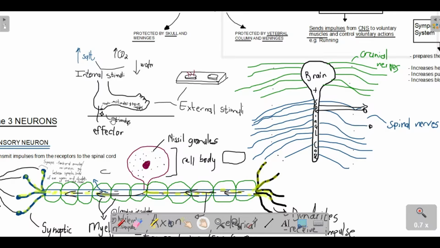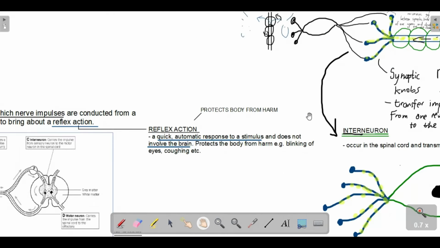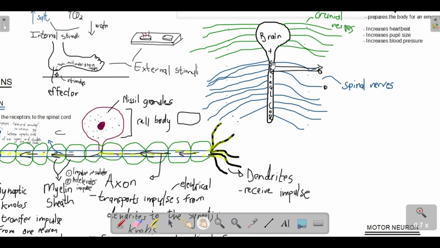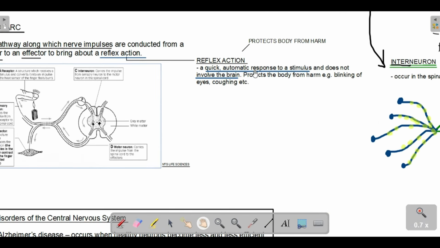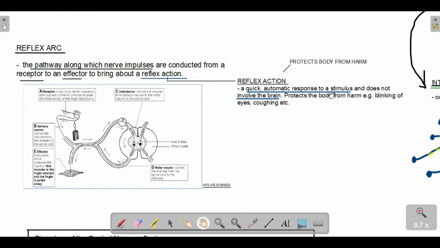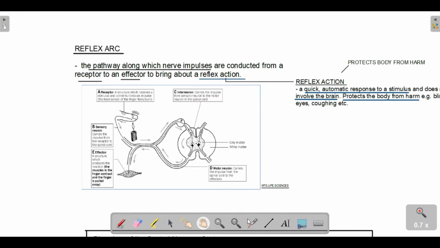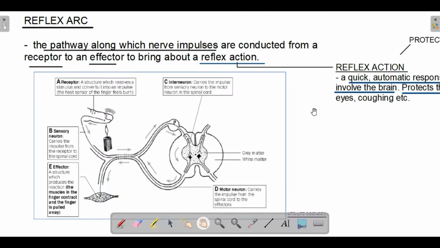That means you would react way too slowly, after a long time. So the shorter route is the spinal cord. The reflex action, again, is that quick automatic action in response to a stimulus. The purpose of it is that it protects the body from harm. You react to a stimulus in order to protect your body from harm.